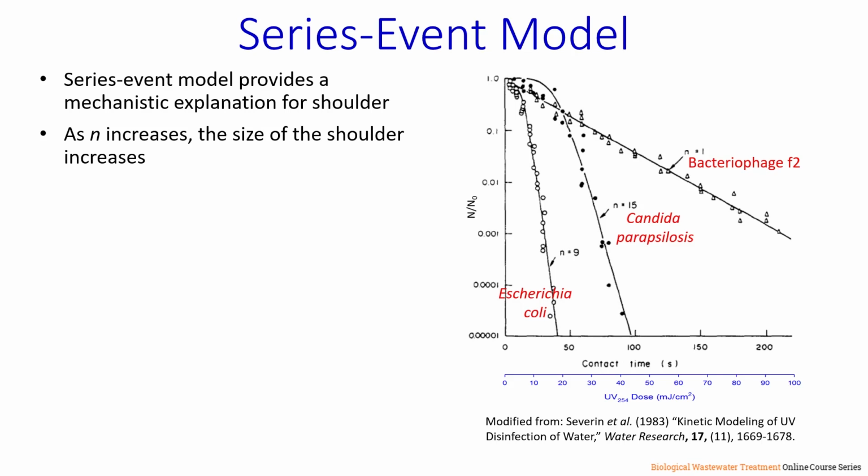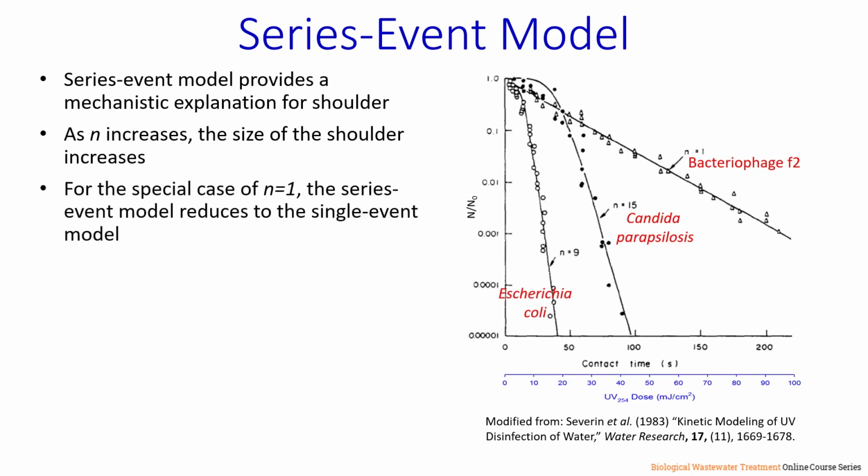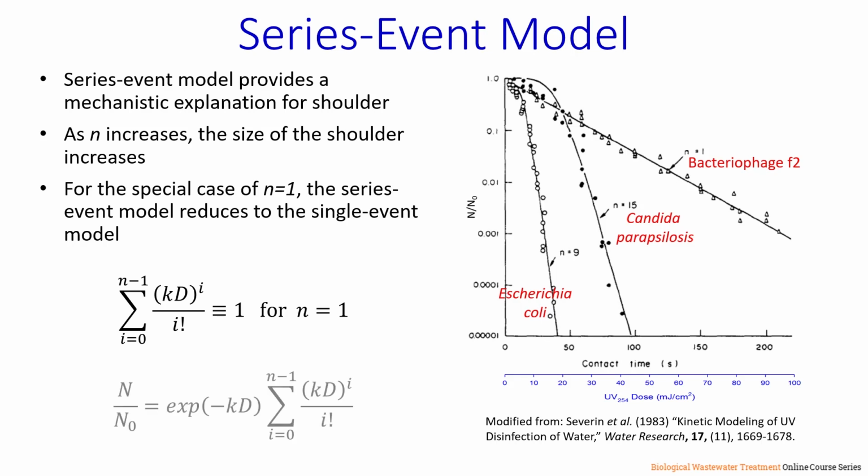It should be noted that for the special case of a threshold of 1, the series event model reduces to the single event model. That should make sense both mechanistically and mathematically. If we consider the math of this, the last argument in the series event model itself looks like this. For the special case of n equals 1, that summation reduces itself identically to 1. In other words, that part of the equation reduces to 1, and when that happens, what we're left with is the single event model.